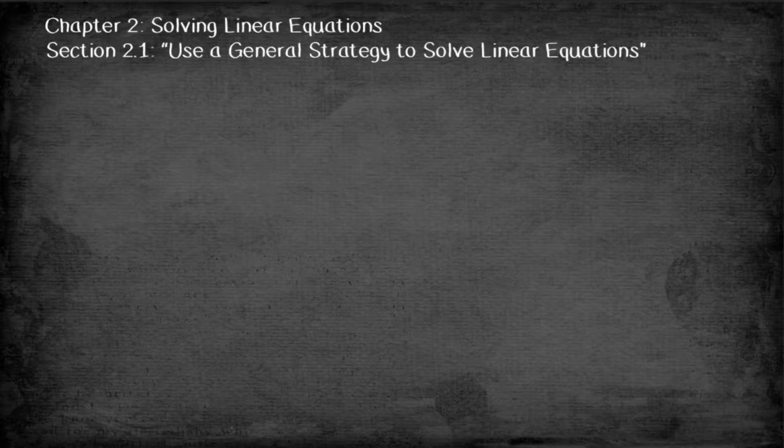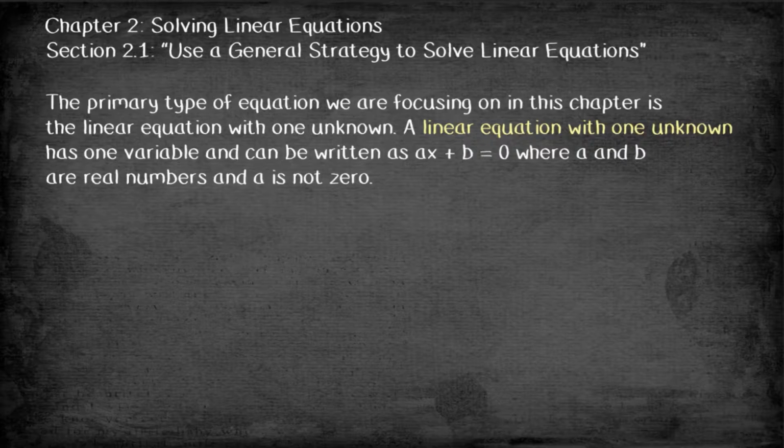Hey everyone. In the last video, we talked about what a solution to an equation is. This time, we're going to be working on actually finding solutions. So, the type of equation we're focusing on in this chapter is called a linear equation with one unknown. A linear equation with one unknown has one variable, because of course it does, and it can be written as ax plus b equals 0, where a and b are real numbers and a is not equal to 0.